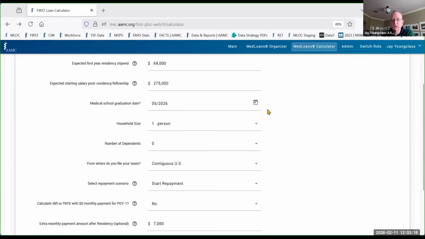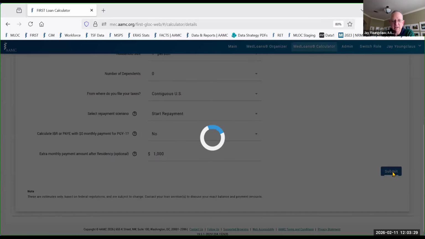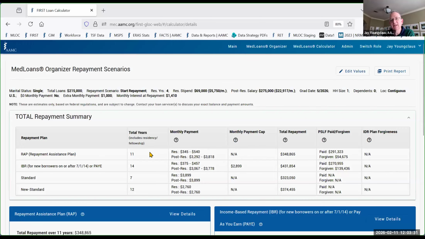Maybe you're questioning my aggressiveness and you want to be more conservative, and life is complicated after residency. Let's scale this back. Still have an extra, but only an extra $1,000. And we can submit it, see what that looks like. And this is a nice feature about MLOC. You can just toggle back and forth and check a couple of different scenarios.